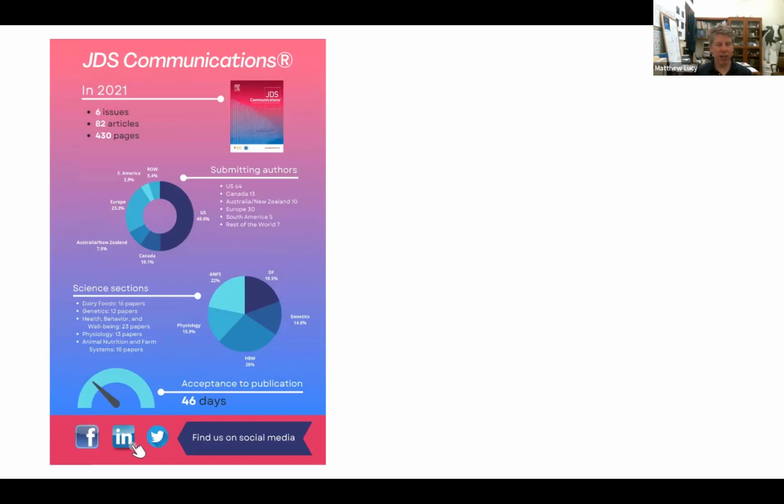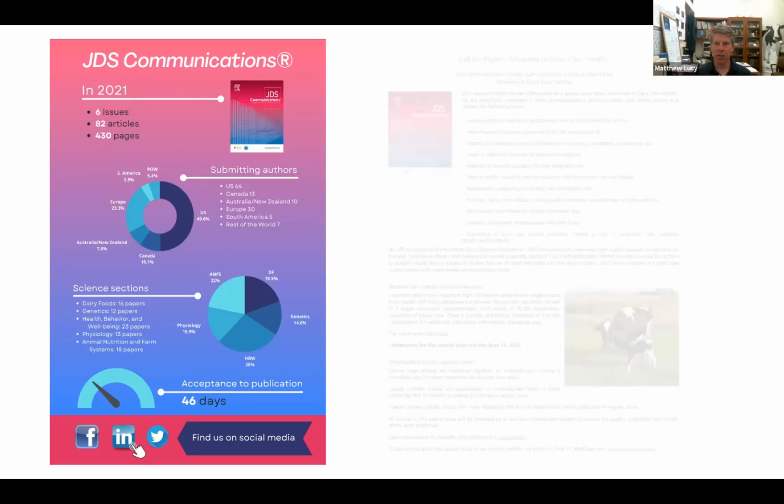One of our goals is to have a shorter review time and a shorter time to publication. And this in part is made possible because it's just basically a shorter paper. So reviewers are more likely to accept a review for a JDSC paper because they know it's a shorter paper. It's going to be easier to review because there's simply less content to go through.